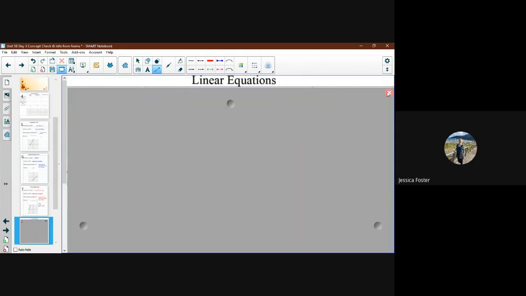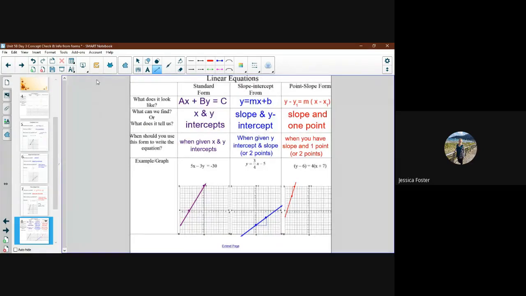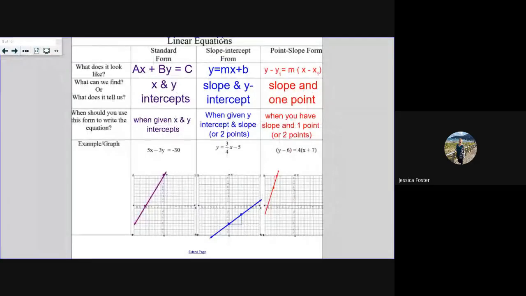All right, when you're done filling out your table, it should look just like this. So we've got all 3 forms, standard form, slope intercept, and point slope form. What we can find or what it tells us, when we should use this form, and an example of what a graph looks like when we're given standard, slope intercept, and point slope. Hopefully this helps you out getting started looking at all 3 types of forms of linear equations.